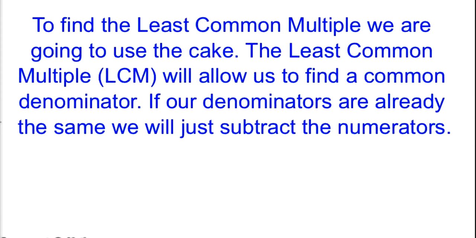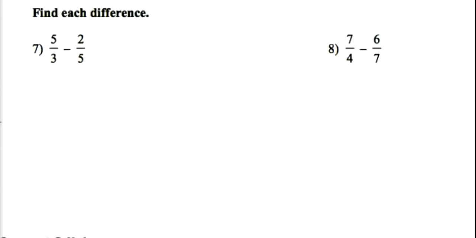To find the least common multiple, we are going to use the cake. The least common multiple, or the LCM, will allow us to find a common denominator. If our denominators are already the same, we will just subtract the numerators. Again, this should look very similar to adding fractions.